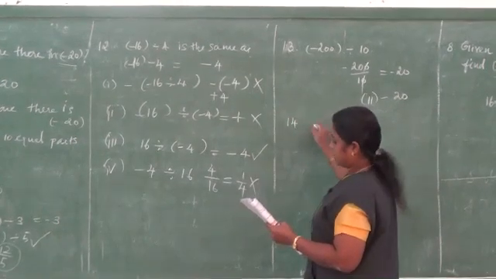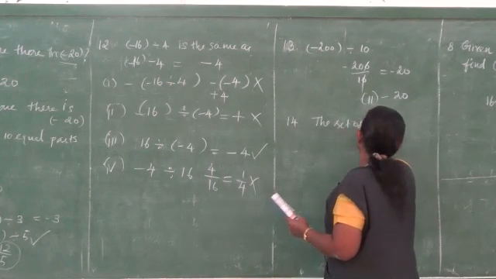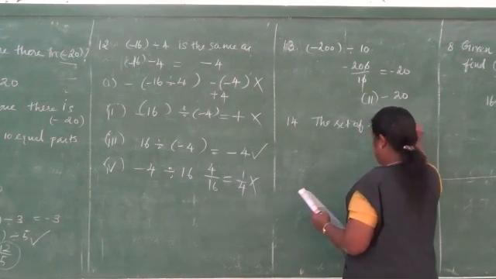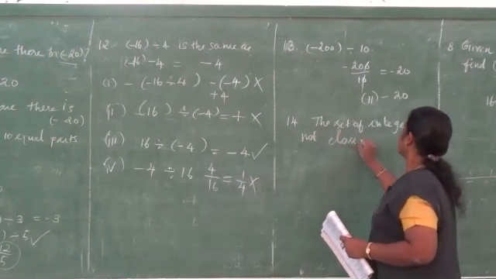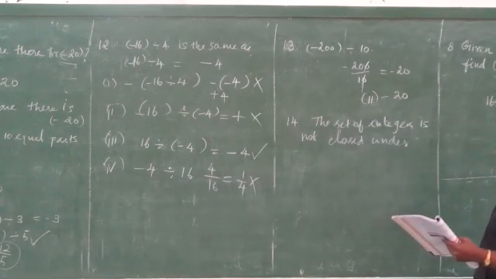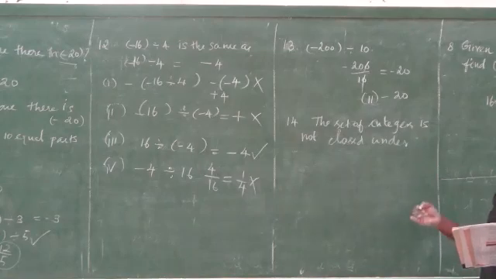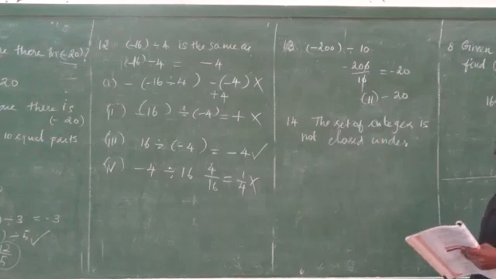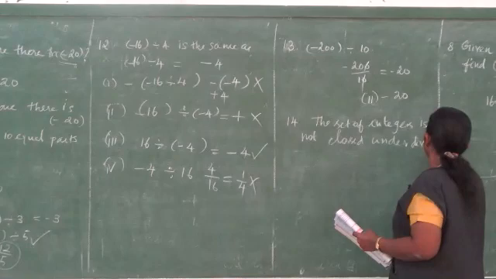Question 14. The set of integers is not closed under. Four options are given to us: addition, subtraction, multiplication and division. You all know very well. What is the answer for this one? You know addition is closed, subtraction is closed, multiplication is closed, but division alone is not closed under integers. So division is the answer.